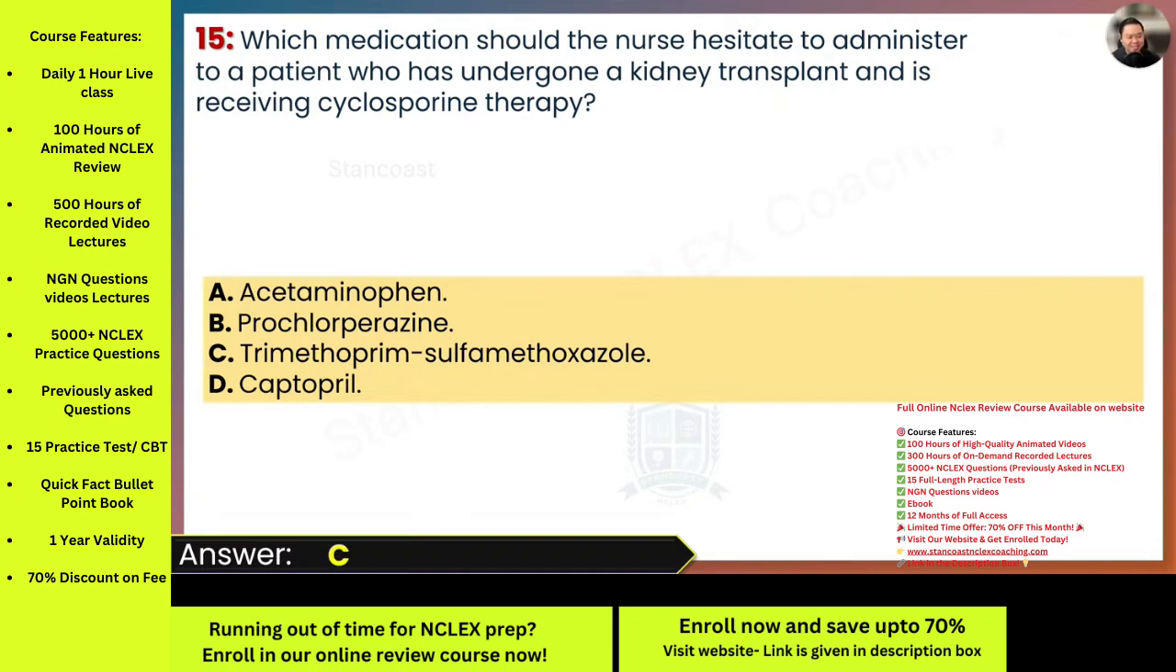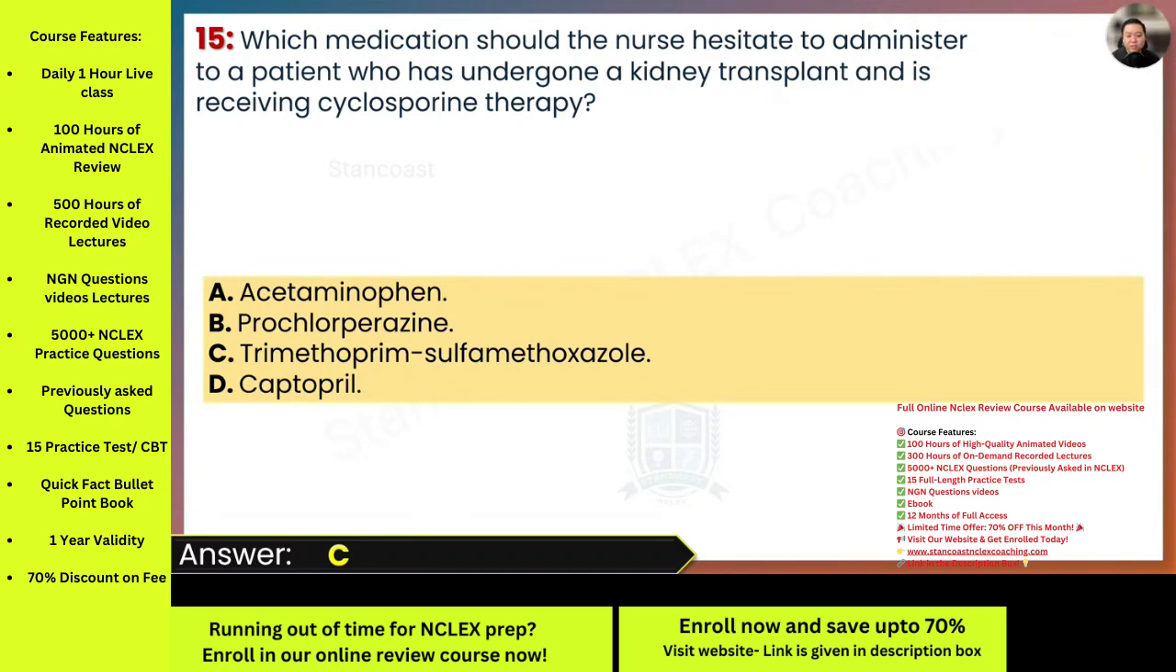So that's the TMP-SMZ, trimethoprim sulfamethoxazole. This is what we have as Bactrim DS. This is an antimicrobial agent that is used for urinary tract infection. But you have to go back into the question stem here. The client had a kidney transplant and receives cyclosporine therapy.